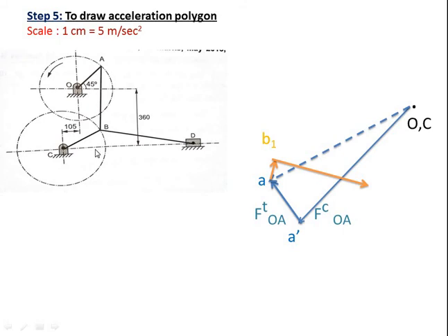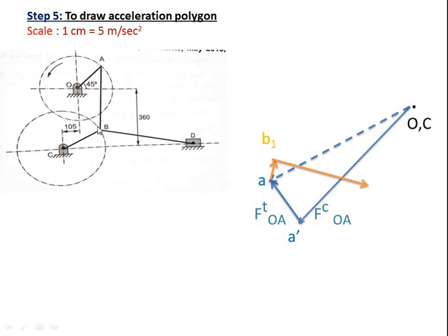Now AB is the link for which we have drawn the centripetal and tangential components, and B is on the link AB, but it is also on the link CB. B is at the intersection of CB and AB. So as B lies on the acceleration vector of AB, B must lie on the acceleration vector of CB also. So keep this as it is now, and let us move towards link CB. For link CB, first we will draw the centripetal component of CB.